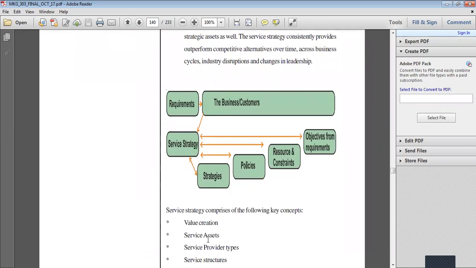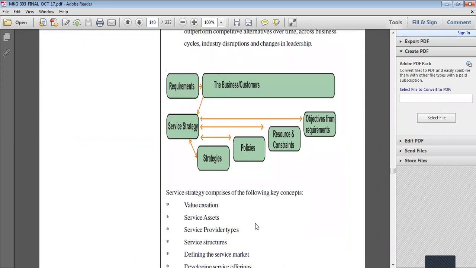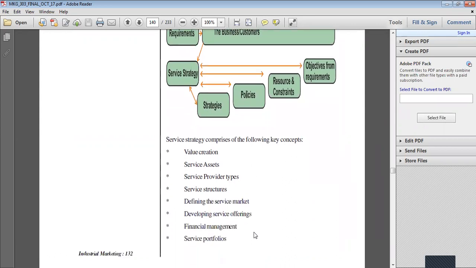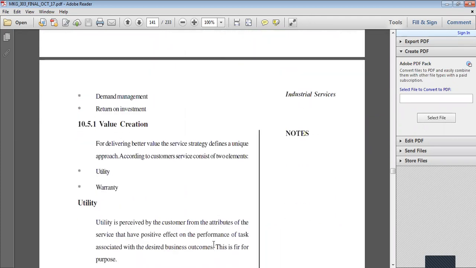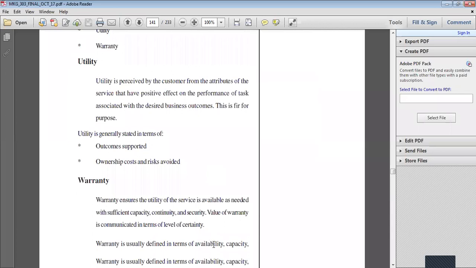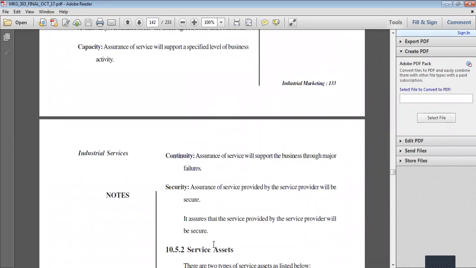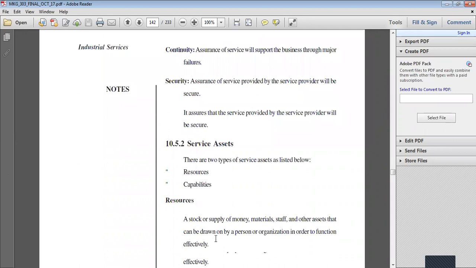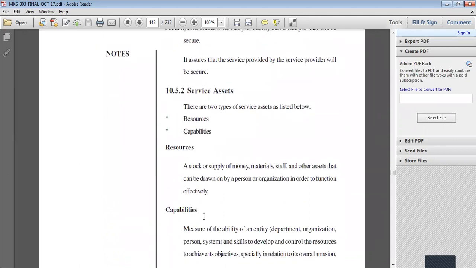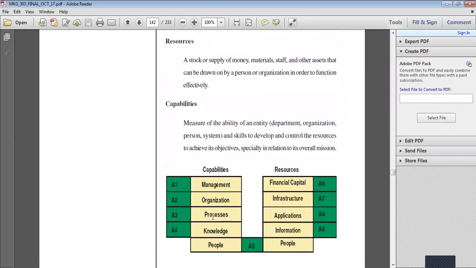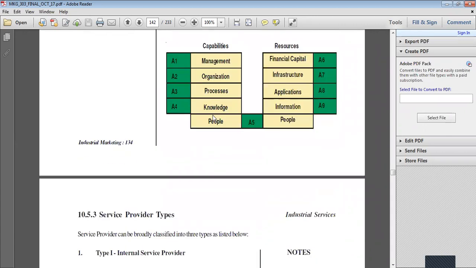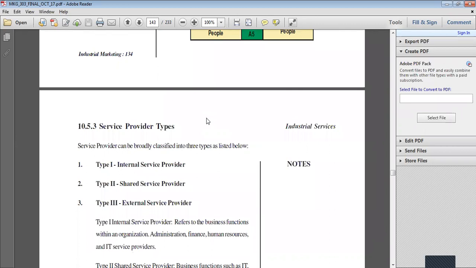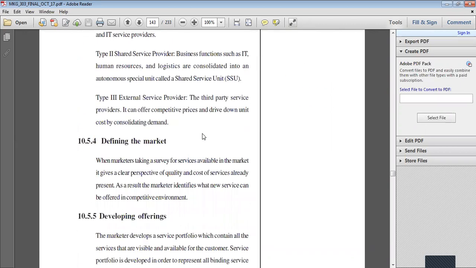So in the diagram, strategy comprises the following key concepts: value creation, service exit, service provider type, service structure, defining the service market, developing service offering, financial management, service professionals. Value creation: utility, warranty, availability, capacity, continuity, security. Service exit, more resource and capacity. Resource, capability, that's the typical capacity and resource difference. Service provider types: first type is internal service provider, second shared service provider, and third external service provider.